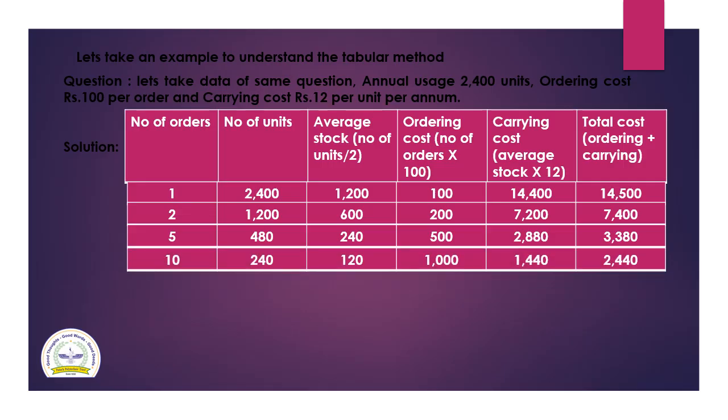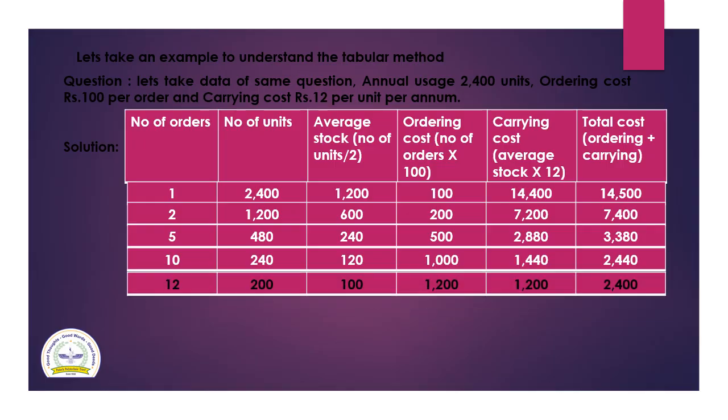If we are ordering in 10 orders, the number of units in each order will be 240, average stock comes to 120, ordering cost comes to 1,000, carrying cost comes to 1,440. So total cost incurred will be 2,440. Next assumption, number of orders would be 12, number of units will be 200 each, 100 will be average stock, ordering cost will be 1200, carrying cost will also be 1200 because average stock 100 multiplied by 12 comes to 1200. Total cost will be 2,400.